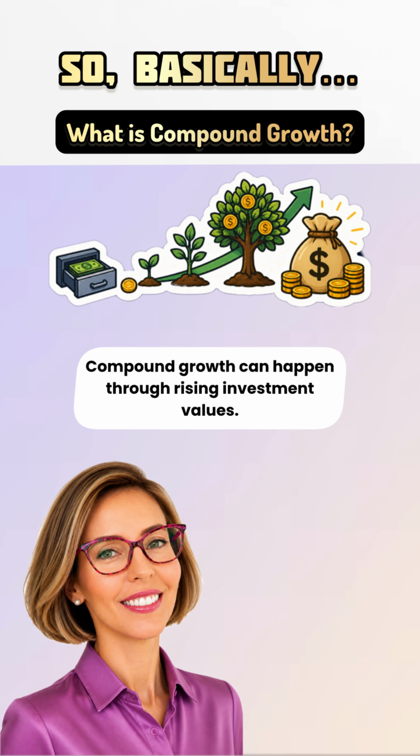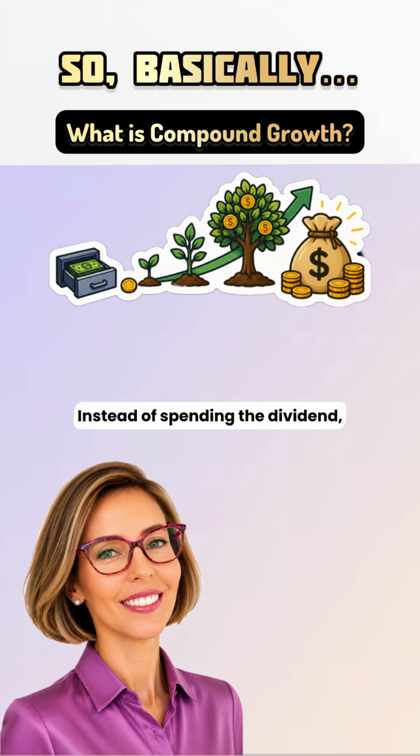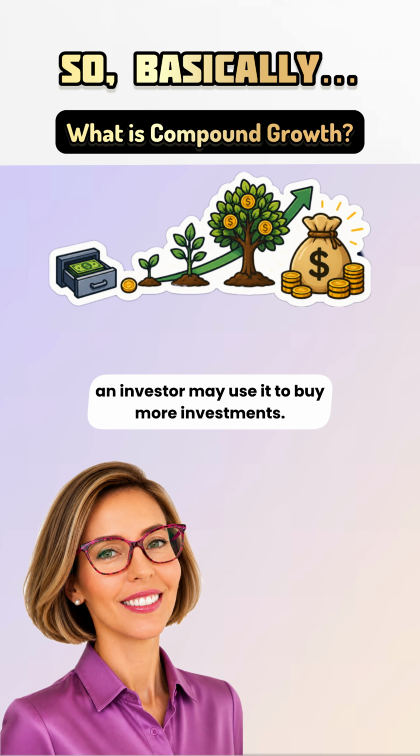Compound growth can happen through rising investment values. It can also happen when dividends are reinvested. Instead of spending the dividend, an investor may use it to buy more investments. Those new investments may generate growth as well, and over time, they may begin generating their own growth too.